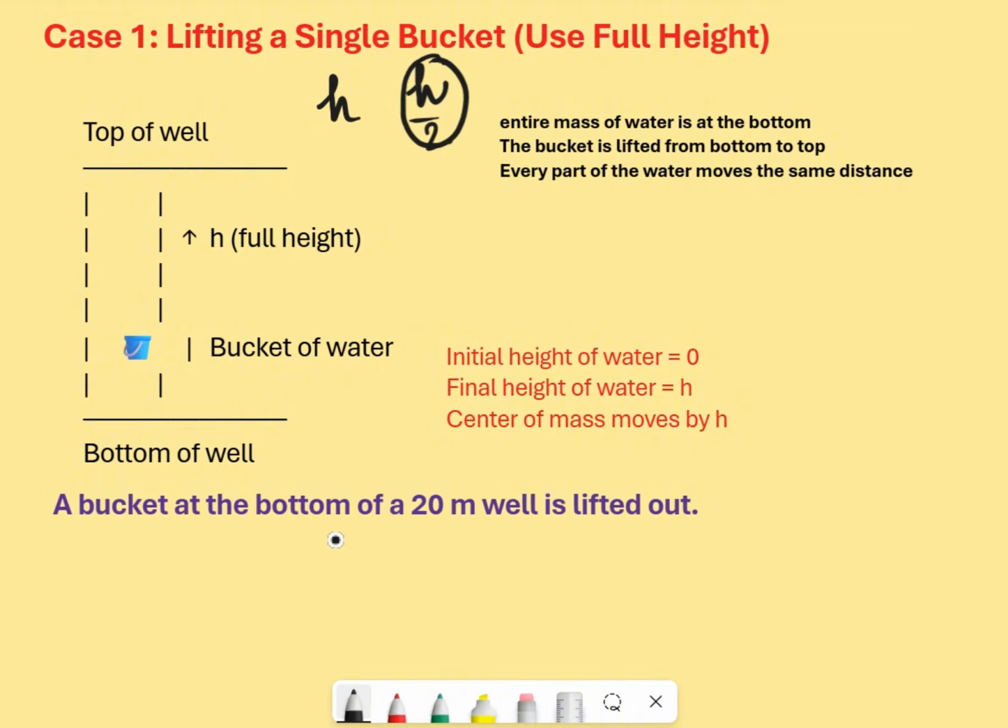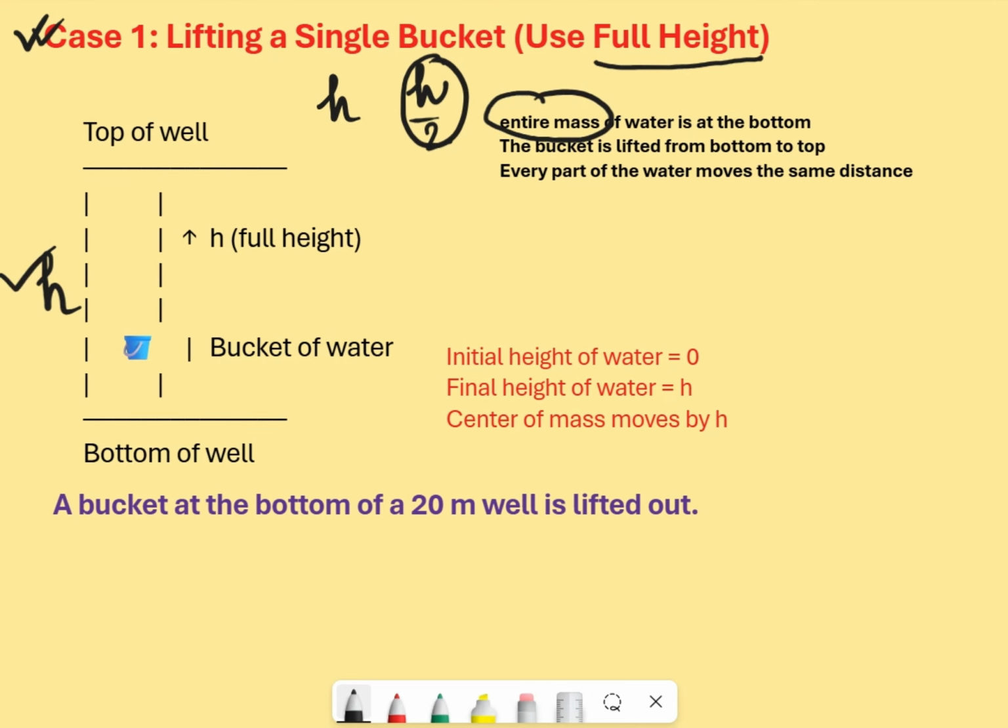First of all, we are trying to understand the very first case, case one, lifting a single bucket, or we can say when we are using the full height. So this is actually a well, and the total height of the well, let's say this is H. Indeed, when we are lifting water from the bottom, it means that the entire mass of the water at the bottom, indeed we have to use H.